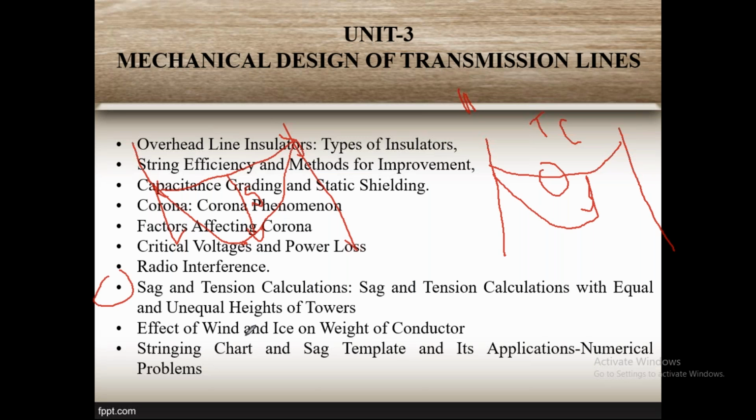Next one is the effect of wind and ice on the weight of the conductor. This is one of the major problems we face in the transmission line system. That is why in some cool areas, underground transmission systems are used, because of these two parameters: wind and ice. When the wind is strong, two phases may touch each other, which causes a short circuit. That is the major problem that happens in the transmission line due to wind as well as ice.